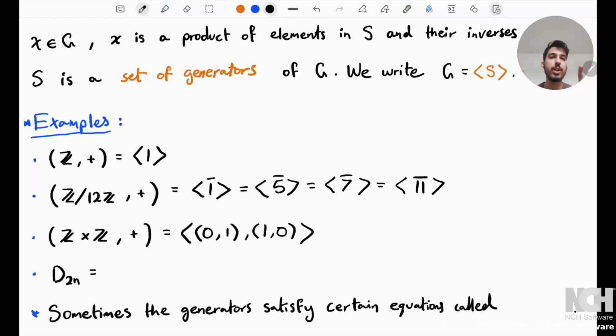So you can see there is a connection between the set of generators of a group and a basis of a vector space.